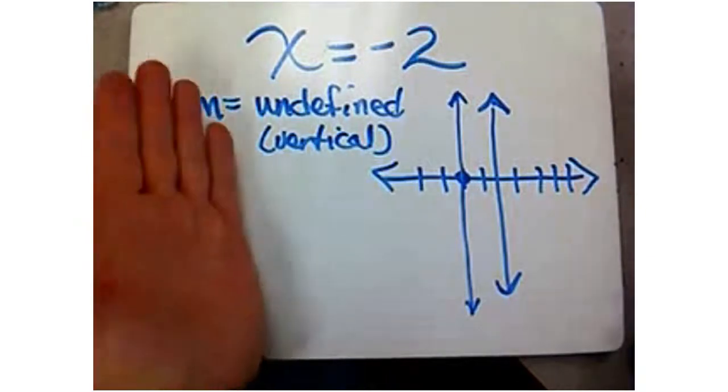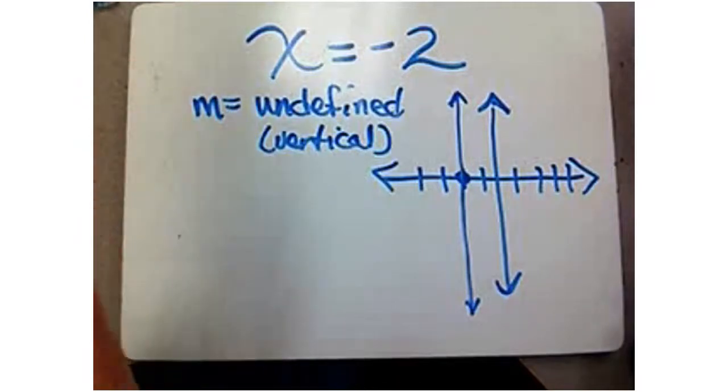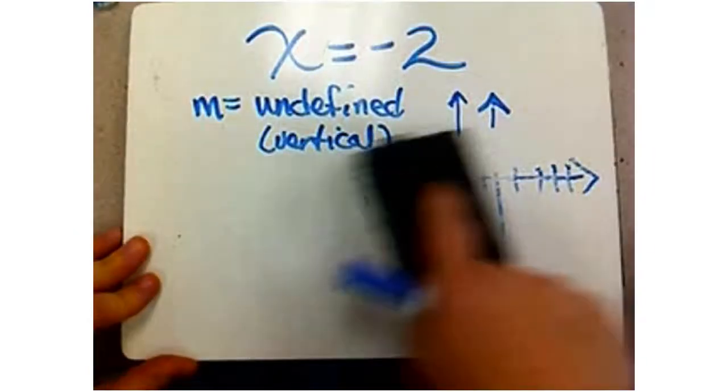So when you come across an equation of a line where it just has an x value, it's a vertical line. Plot it, draw a line. All right, and slope is undefined. If they ask you what the slope is, you say slope is undefined.